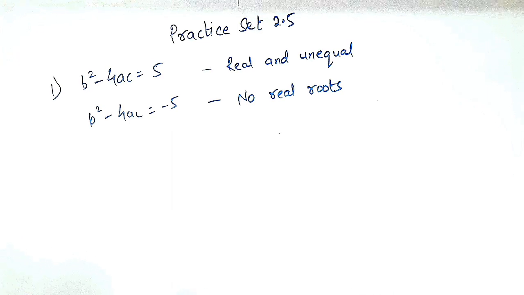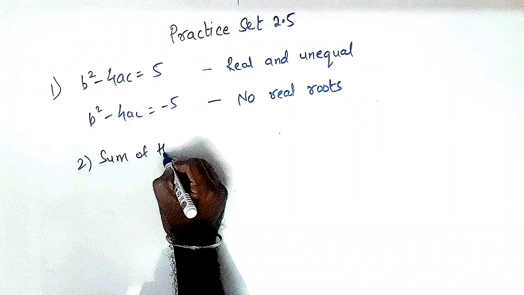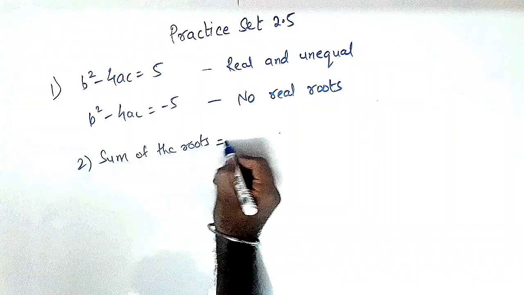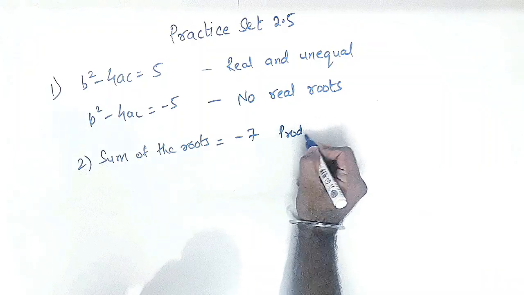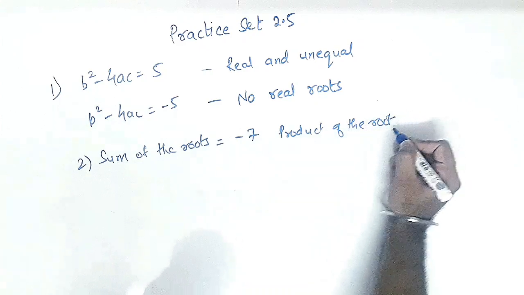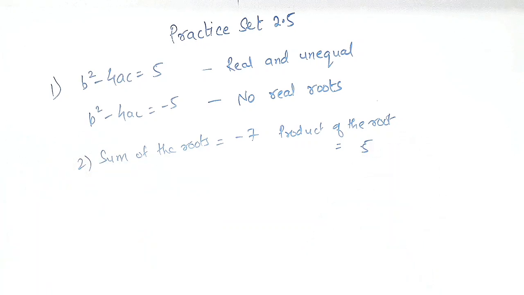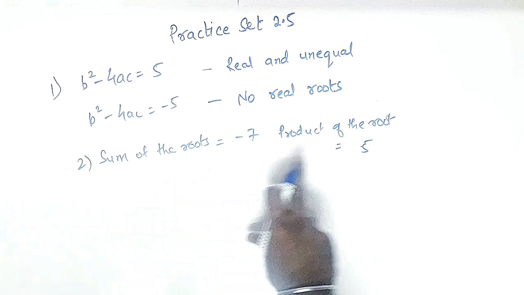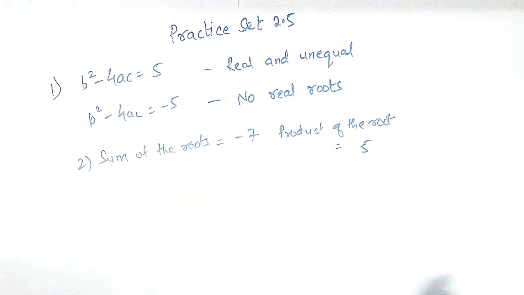So the second sum given is: the sum of the roots is minus 7, and the product of the roots is given as 5. So when the sum of the roots and the product of the roots are given, we can form a quadratic equation. How do we form a quadratic equation?